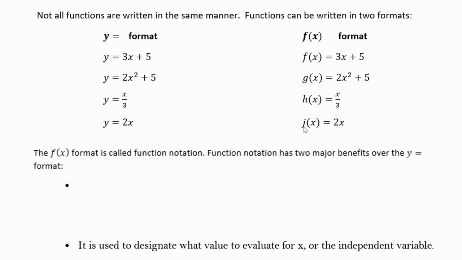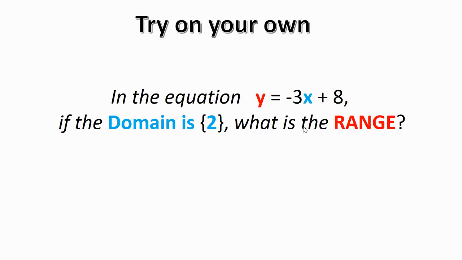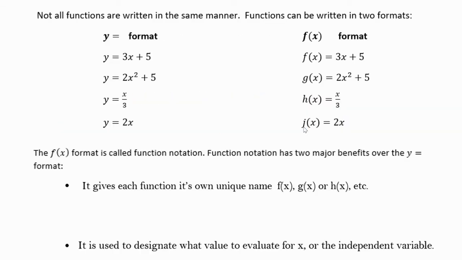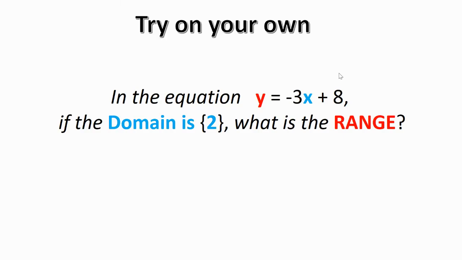So the f of x format is called function notation. Function notation has two major benefits over the y equals. It gives its own unique name, like we just talked about, and it is used to designate what the value of x is going to be. So if they put f of 3 here, then you would know to put 3 in there for x and evaluate. Now we're going to see what that looks like. I know that part's a little confusing, but we'll see it.